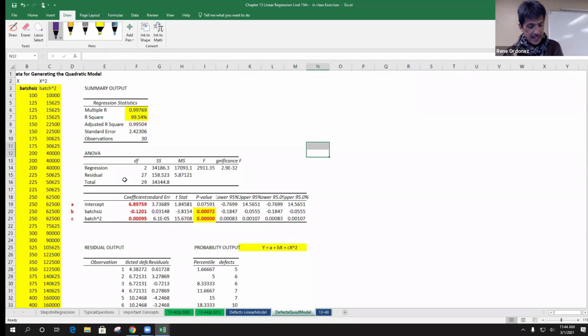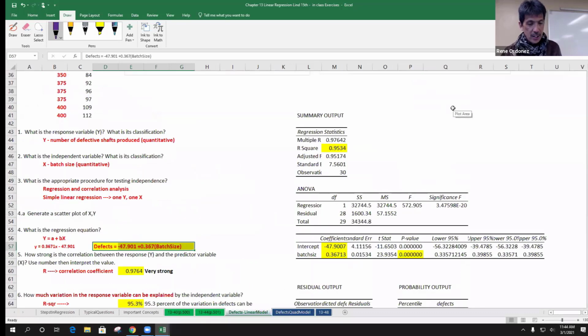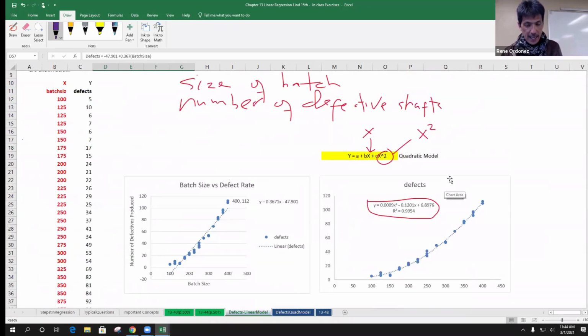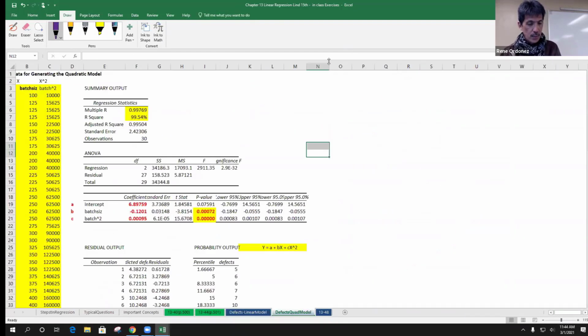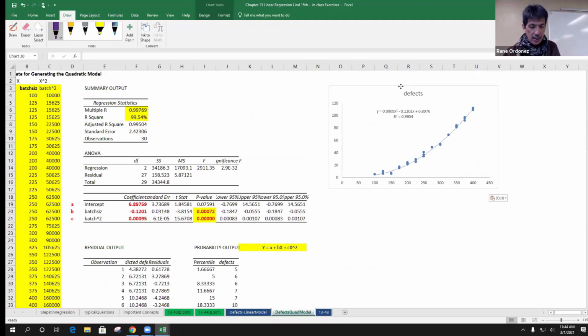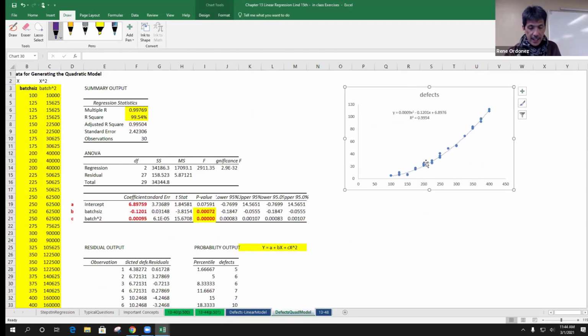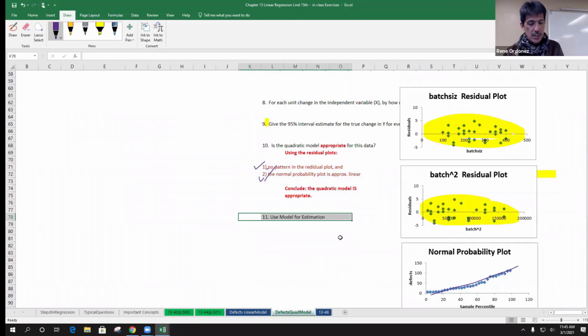reflected in the scatter plot we generated earlier over here. Let me copy this to the worksheet. You will note that the quadratic model fits quite well within the data set. Because of this, we can use the model for estimation.